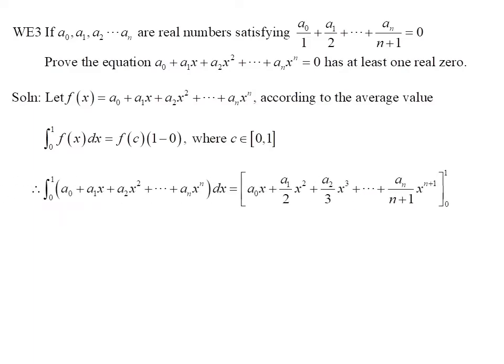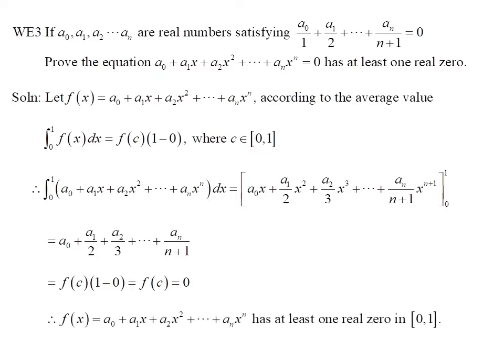Hence, the integral from 0 to 1 of the polynomial function a0 plus a1x plus a2x squared plus all the way up to plus an x to the n dx equals a0x plus a1x squared over 2 plus a2x cubed over 3 plus all the way up to an x to the n plus 1 over n plus 1, valued from 0 to 1, which equals a0 plus a1 over 2 plus a2 over 3 all the way up to an over n plus 1, which equals f of c, which equals 0.